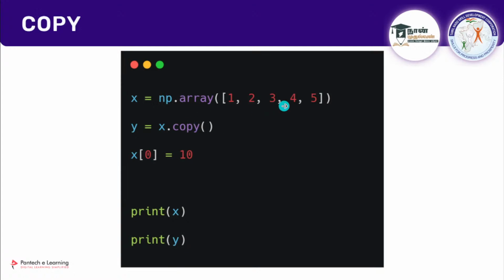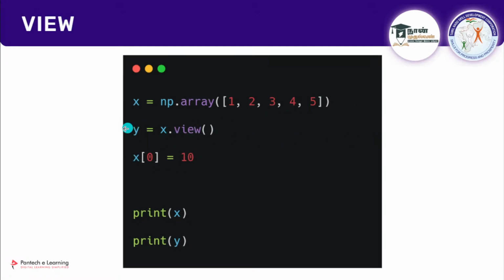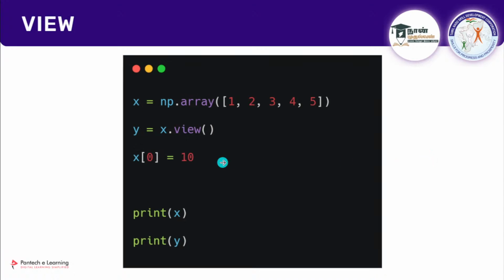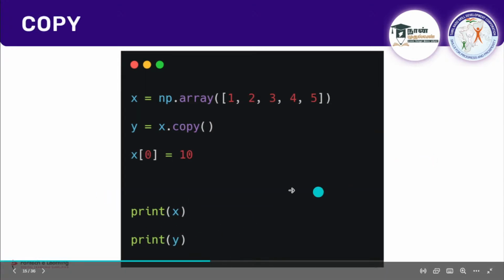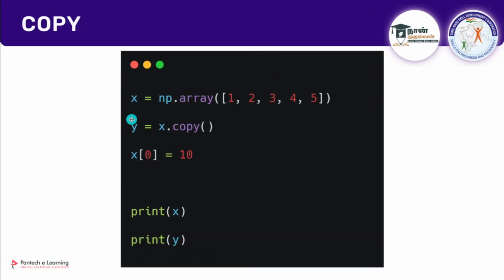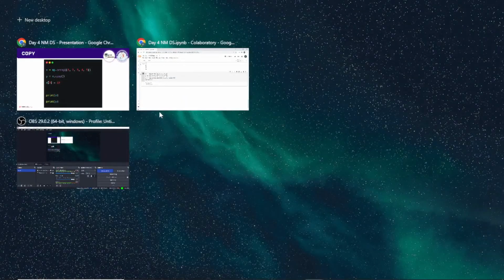See here, I am going to create an array and I am going to make a copy of it, and here I am going to make a view of it. And I am going to change something which is present in the 0th index. I am going to set it as 10. We are going to print both of them and see what is the difference between this copy and the view, whether you are getting an actual copy or you are just viewing it. With an example you can understand it directly. I'll show you.